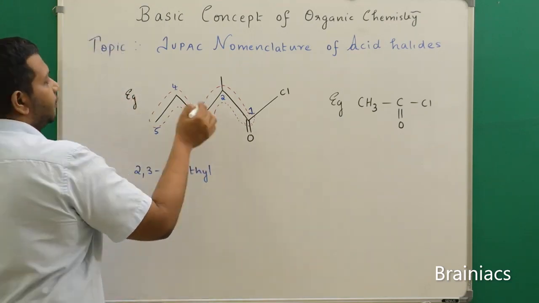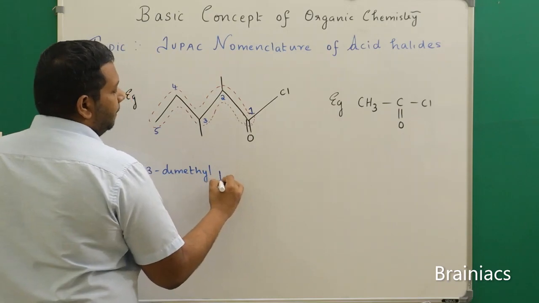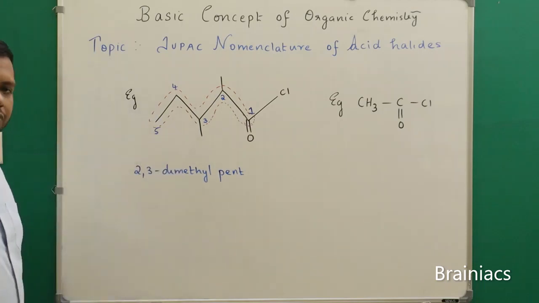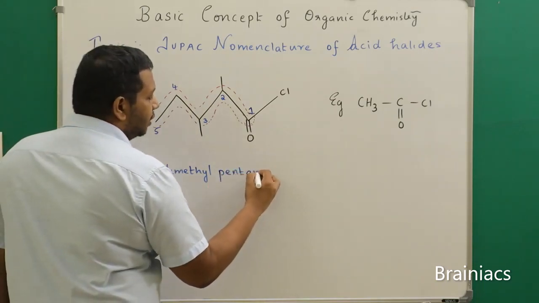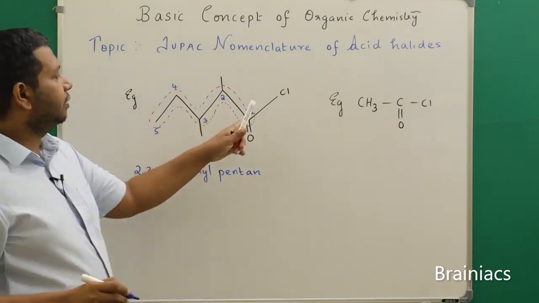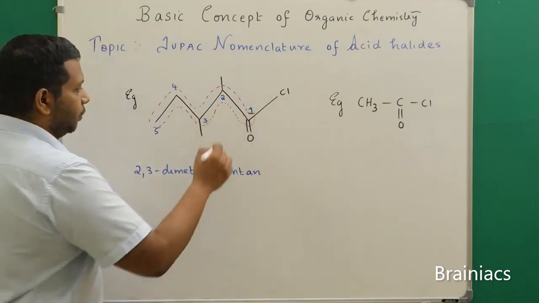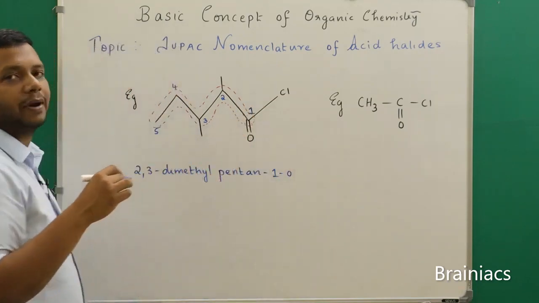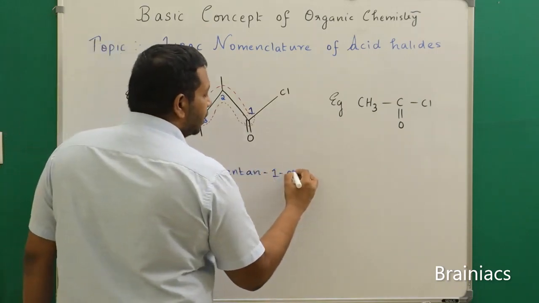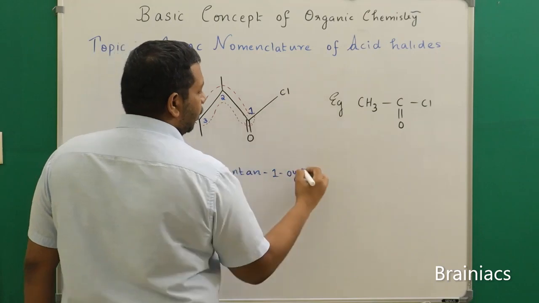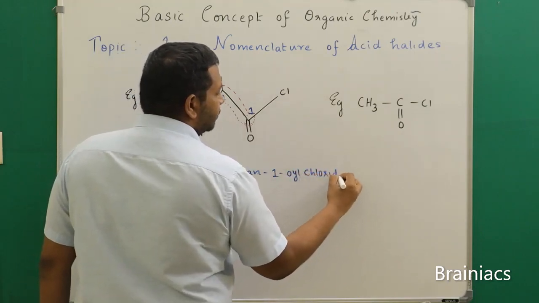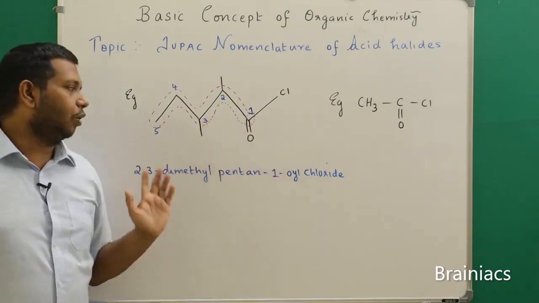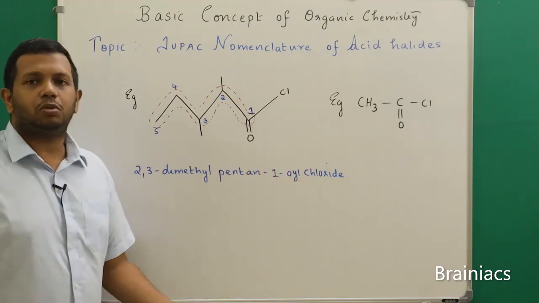And what is the word root? There are 5 carbon atoms, so the word root should be pent. How are the 5 carbon atoms linked? They are linked through single bonds, so I can say it is pentane, correct? And I know that there is a secondary suffix because there is a functional group, at position number 1. So I can say pentan-1. We know the extension or suffix if the carbon atom is included: oyl, correct? Oyl halide, and here it is chloride, so oyl chloride. So what is the name of this compound? 2,3-dimethylpentanoyl chloride or 2,3-dimethylpentan-1-oyl chloride. Both are correct.